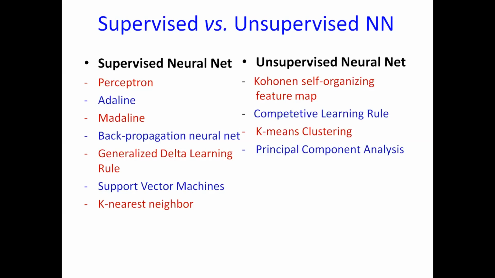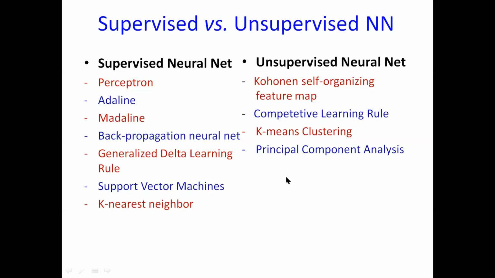Sometimes it may happen. So, on the contrary, unsupervised neural network has certain examples like the last one, which is the self-organizing feature map. Obviously, some competitive learning rules as well. And there are two other methods which come under unsupervised learning, which are very popular: one is k-means clustering, another is principal component analysis.